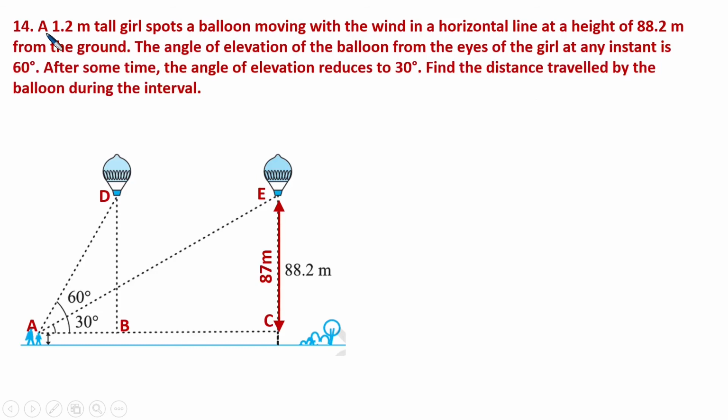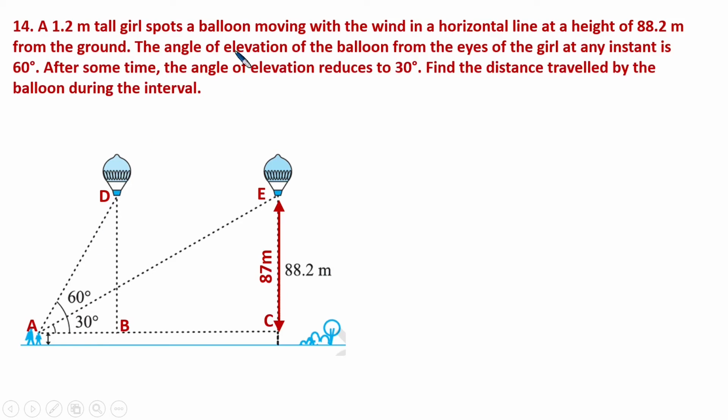Okay, now problem 14. A 1.2 meter tall girl spots a balloon moving with the wind in a horizontal line at a height of 88.2 meters from the ground. From this point to the ground is 88.2, and the girl's height is 1.2 meters. So from the eye side, it will be 87 meters. You have to consider that, because this is the line of sight and it begins from here, where the eye is. So you subtract this 1.2 meter from 88.2 and you get 87.